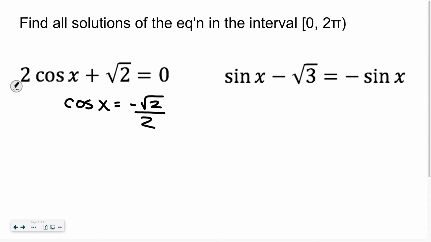We're going to answer in radians. Oh, this one's an x, not a theta, but either way. Okay, x equals? 3 pi over 4? And 5 pi over 4. That's in quadrant 2 and quadrant 3 where cosine is negative.